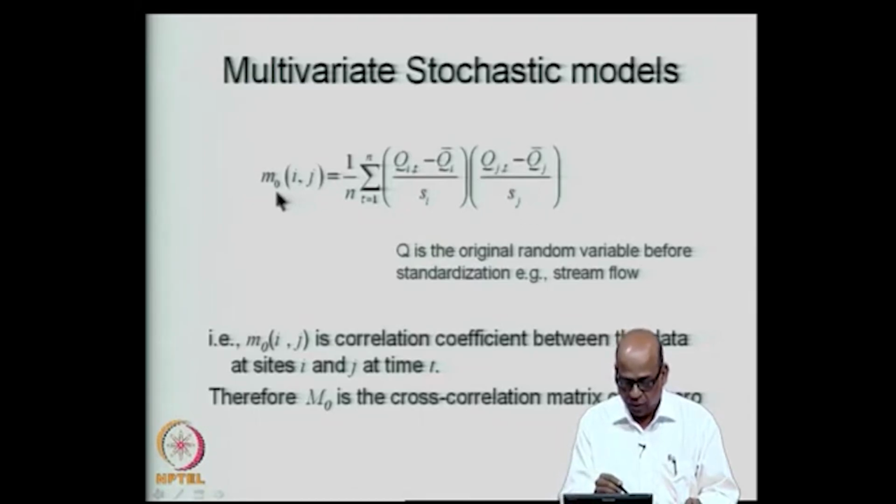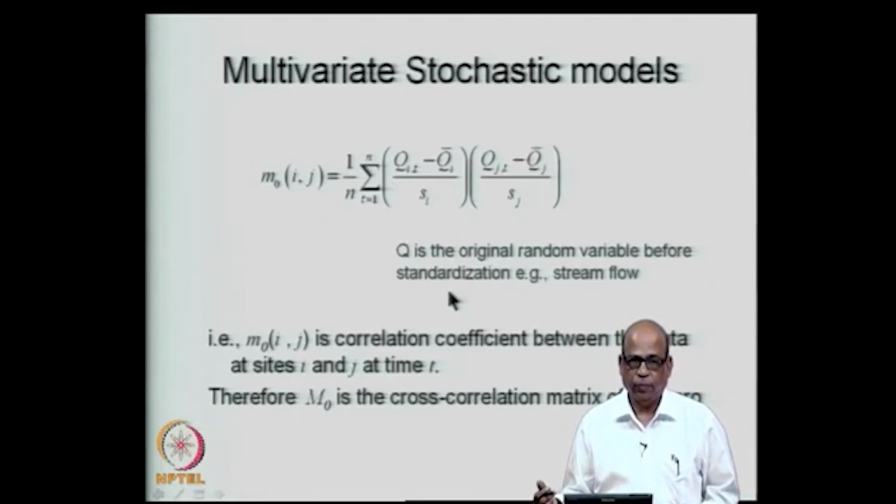And we are calling it M naught because we are referring to the same time period t on both the sides, i and j, where q is the original random variable before standardization. For example, it can be stream flow.